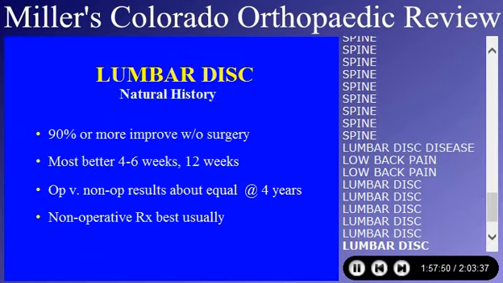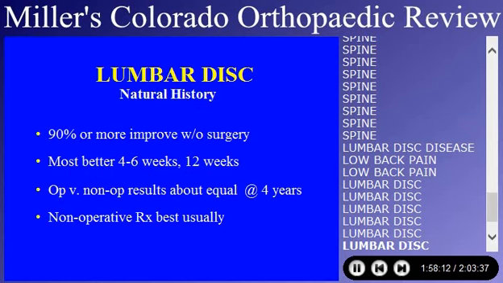Even people with herniated discs, 90% or more of them will get better without surgery. Most will improve in the first 4 to 6 weeks, and of those who don't improve in 4 to 6 weeks, most will get better at 12 weeks. This is why we wait typically at least 6 weeks to consider operating. There is some theoretical evidence that after 12 weeks the results of surgery begin to deteriorate.